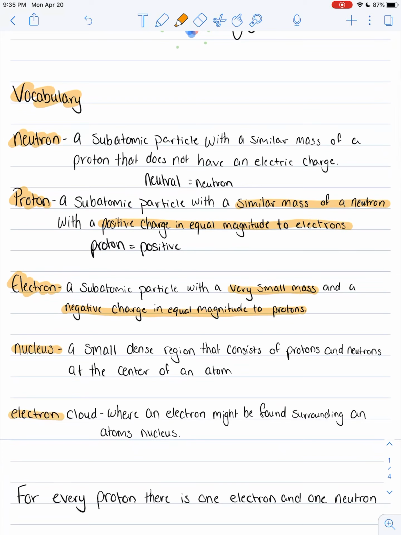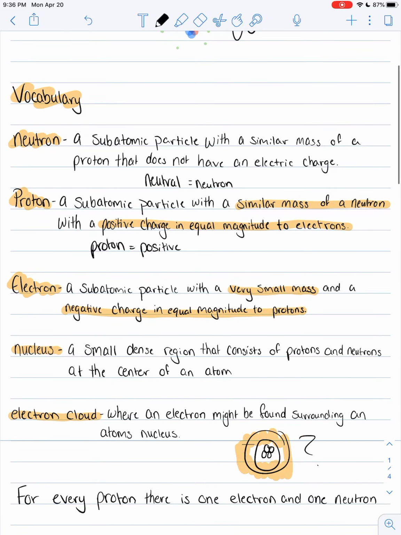The electron cloud is where an electron might be found surrounding an atom's nucleus. Now, you're probably used to seeing atoms with some sort of haze around them instead of individual dots. That haze is in reference to the electron cloud because electrons move around so quickly that we can't really identify where they might be at any given time. So we know that they're somewhere within the cloud, but we're not really sure where.